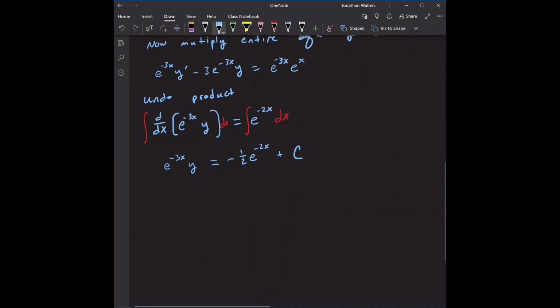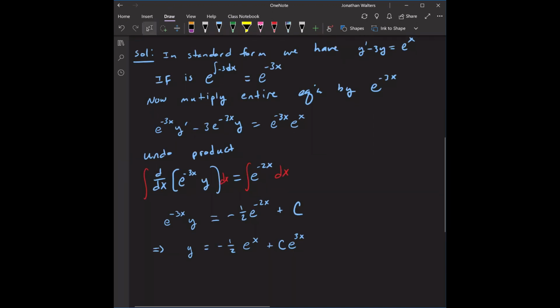All right, so now we're almost there. We've got to solve for y. So now just multiply both sides by e to the positive 3x. So we get y equals negative 1/2 e to the x plus c e to the 3x. So we've got a pretty good start on this problem.